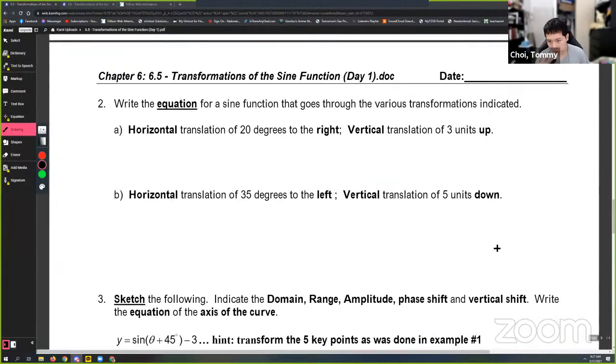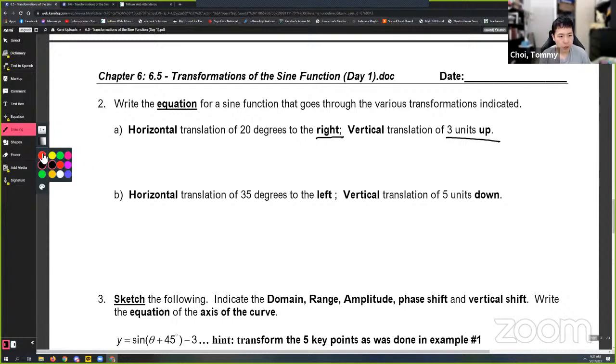So now I want you to try this one. For question 2a, I'm going to give you an example, and 2b, I want you to try yourself. Write the equation that goes through these transformations. It says horizontal translation of 20 degrees to the right and vertical translation 3 units up.